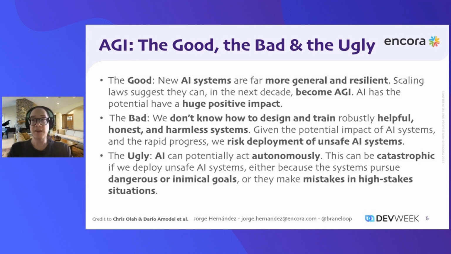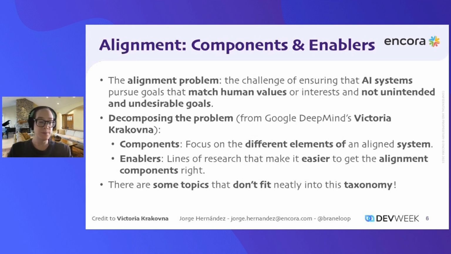And in high stakes situations, those mistakes can be really dangerous. So one way to think about alignment, about solving these issues, is what's called the alignment problem, which is the challenge of ensuring that AI systems actually pursue goals that match human values and not just what they want. And this is important: not just that they do what we wanted them to do, but that they do not do stuff that we do not wish them to do.